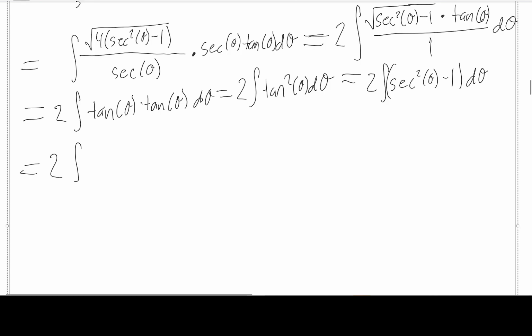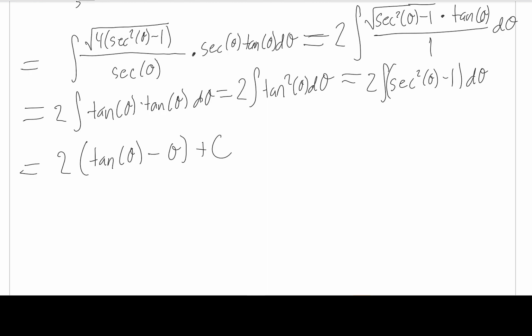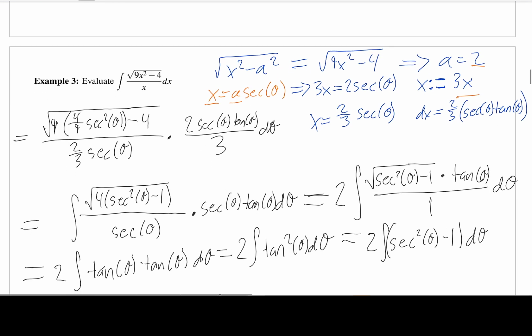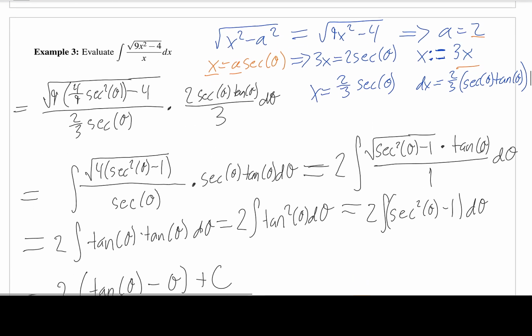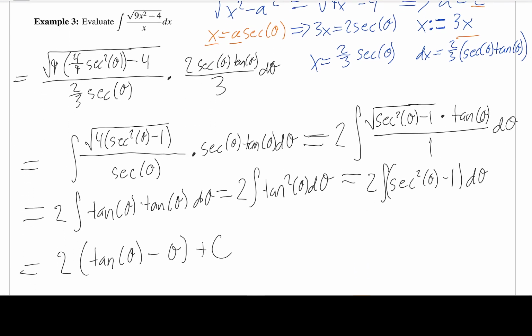Which will give us, so now we can break this into 2 parts. The integral of secant squared theta, that should be tan theta. And the integral of negative 1, that'll be negative theta, plus c. And so now our goal is to change this back into x's. So we use our x equals 2/3 secant theta. And actually, I'm going to use this one right here. They're both the same. It's just that starting with this one will give me one less step.